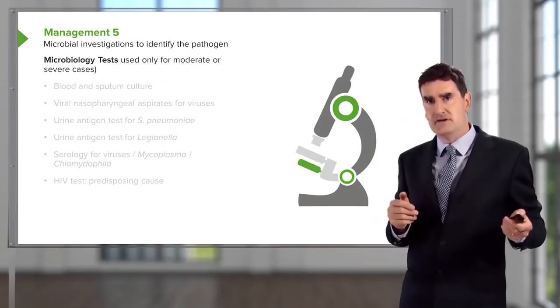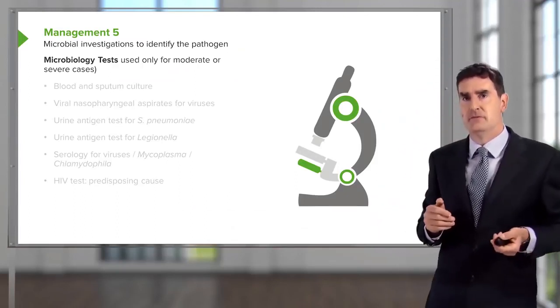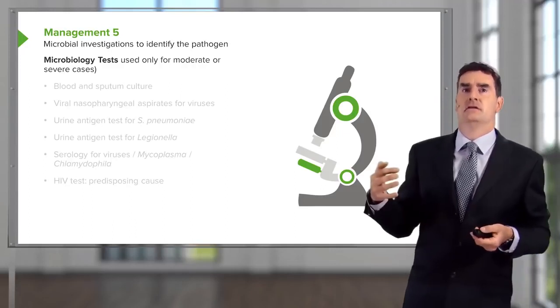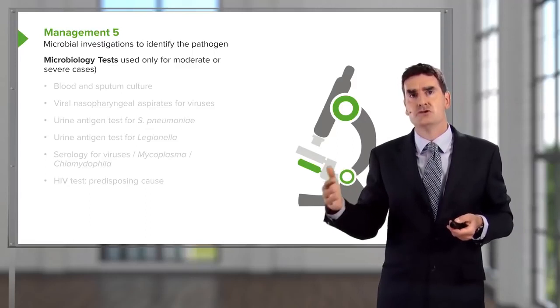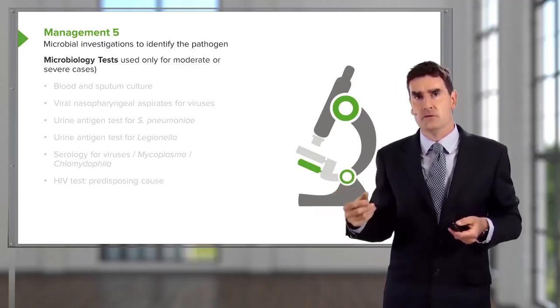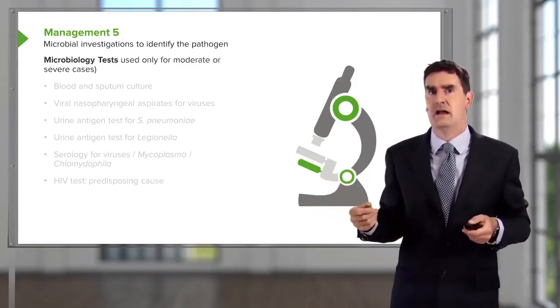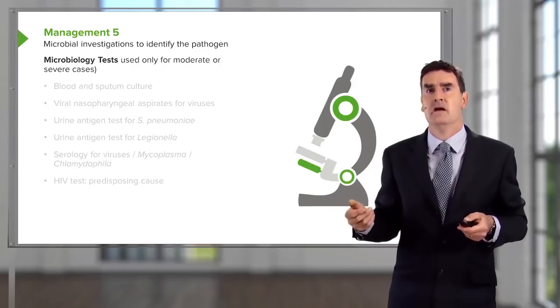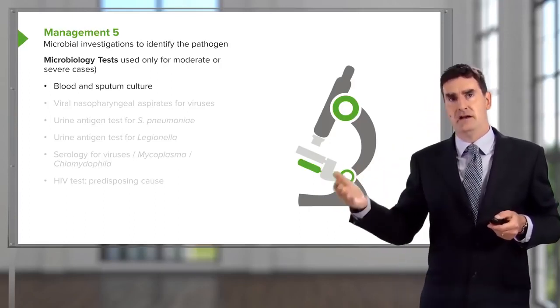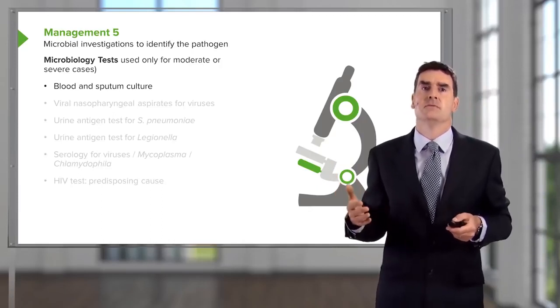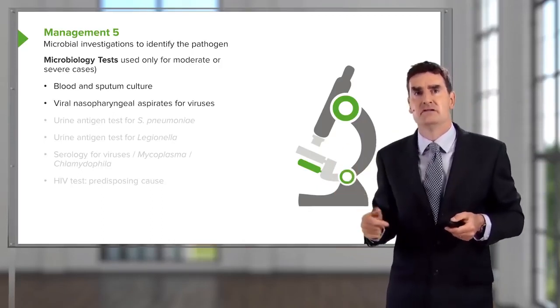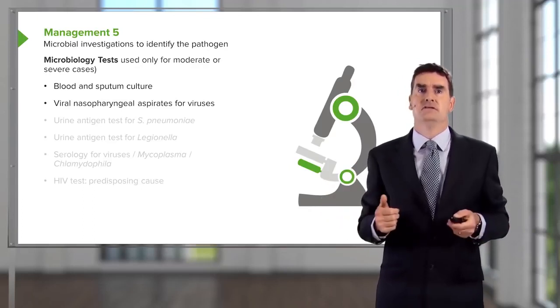Now, we do tests to identify what pathogen is causing the pneumonia. We actually limit these tests in general to patients presenting with moderate or severe disease, so are in hospital and have a reasonably high risk of mortality, 15% or more. And in these patients, we'll do a blood and, if possible, a sputum culture, although many patients are unable to produce sputum for this. We might do a viral nasopharyngeal aspirate to look for viruses such as influenza A.